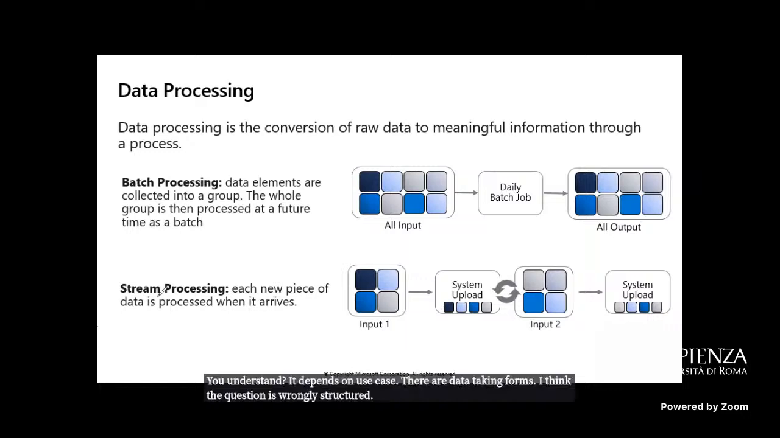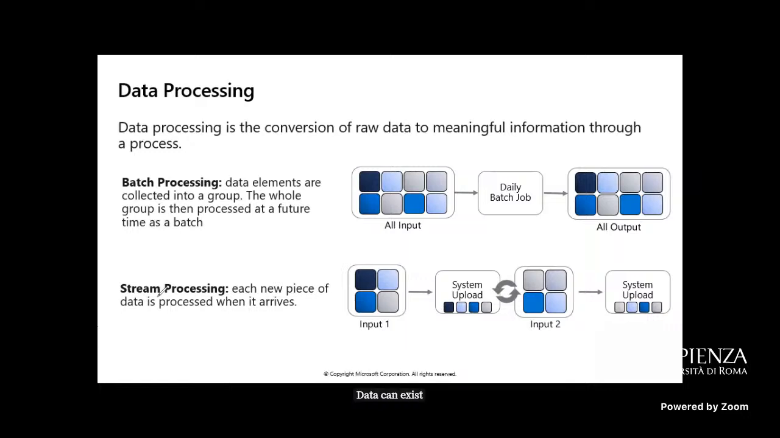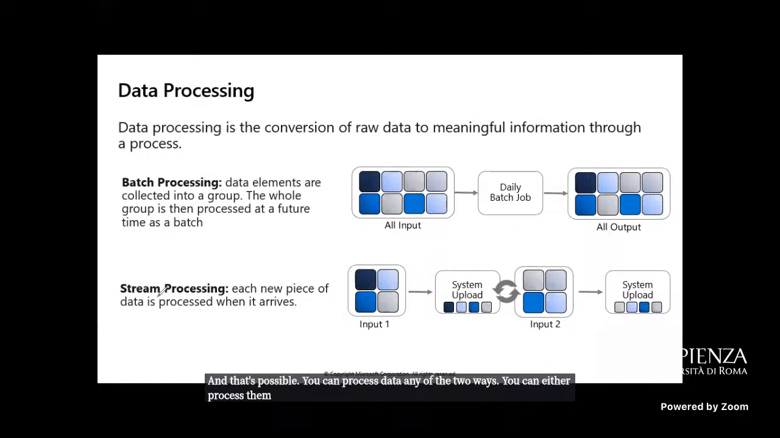Data can exist, for the purpose of this class, in any of three states: structured, semi-structured, and unstructured. That is the form data can exist in, at least for this class. You understand? Now, when you talk about that data being processed in batch or stream, that's possible. You can process data either in batch or stream, and then you can process data concurrently.